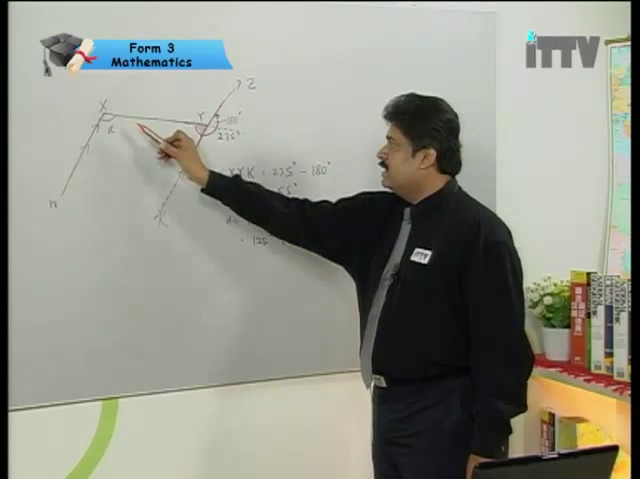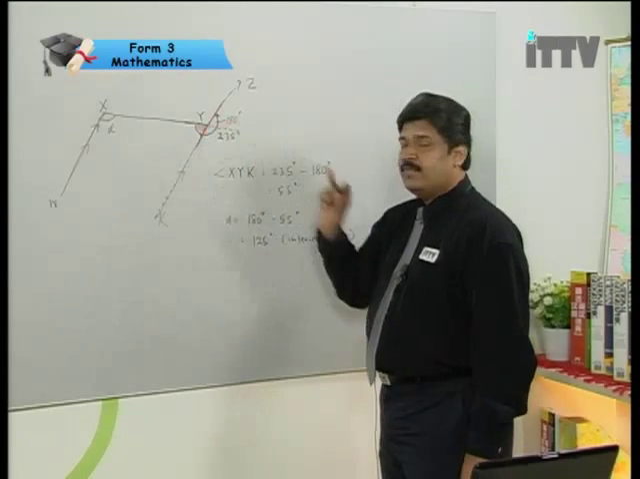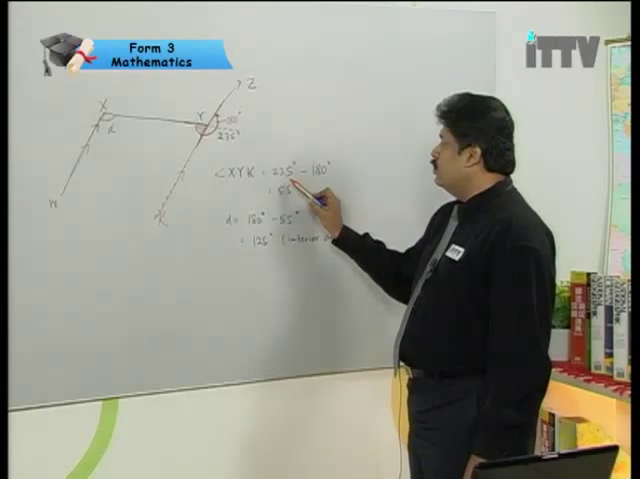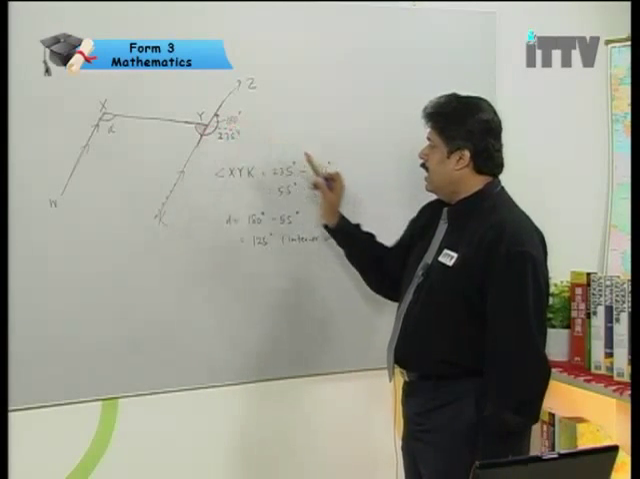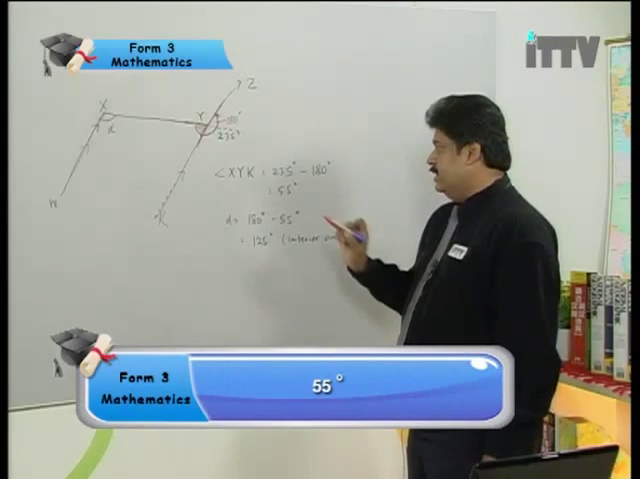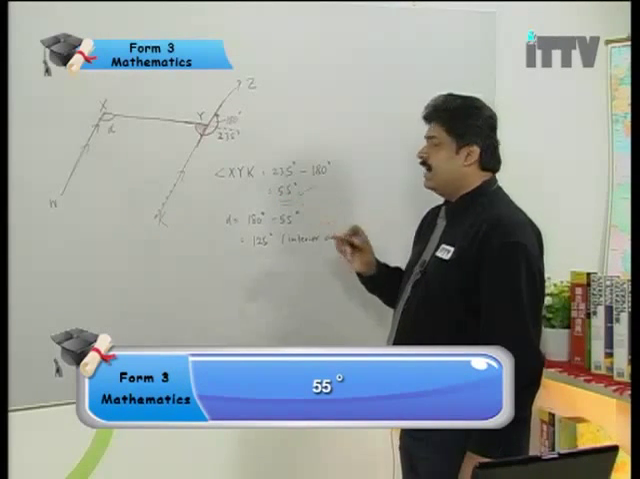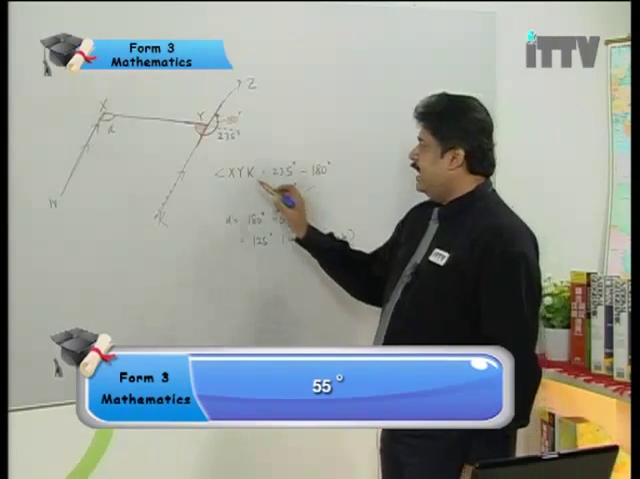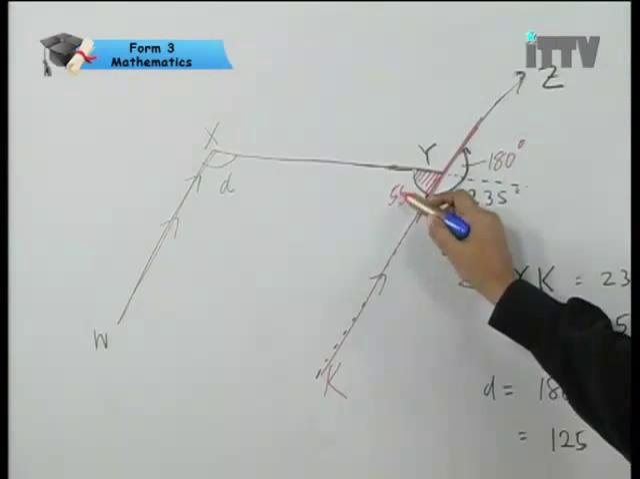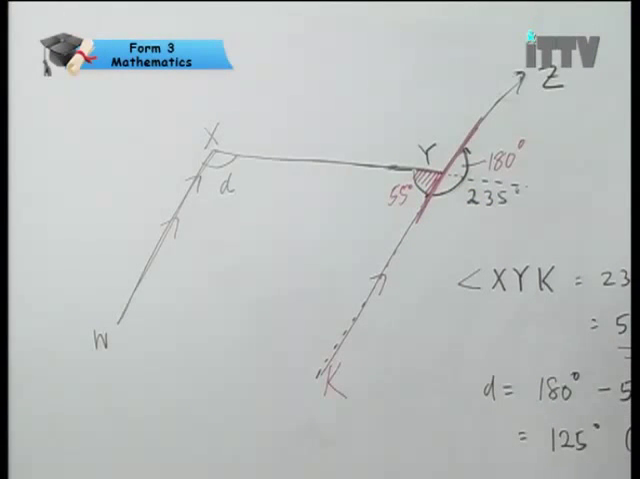XYK. So that would be XYK. I'm looking for this angle. The value would be 235 in total, less 180. That would give you 55 degrees. That means angle XYK will be 55 degrees. So therefore, we are on the right track.